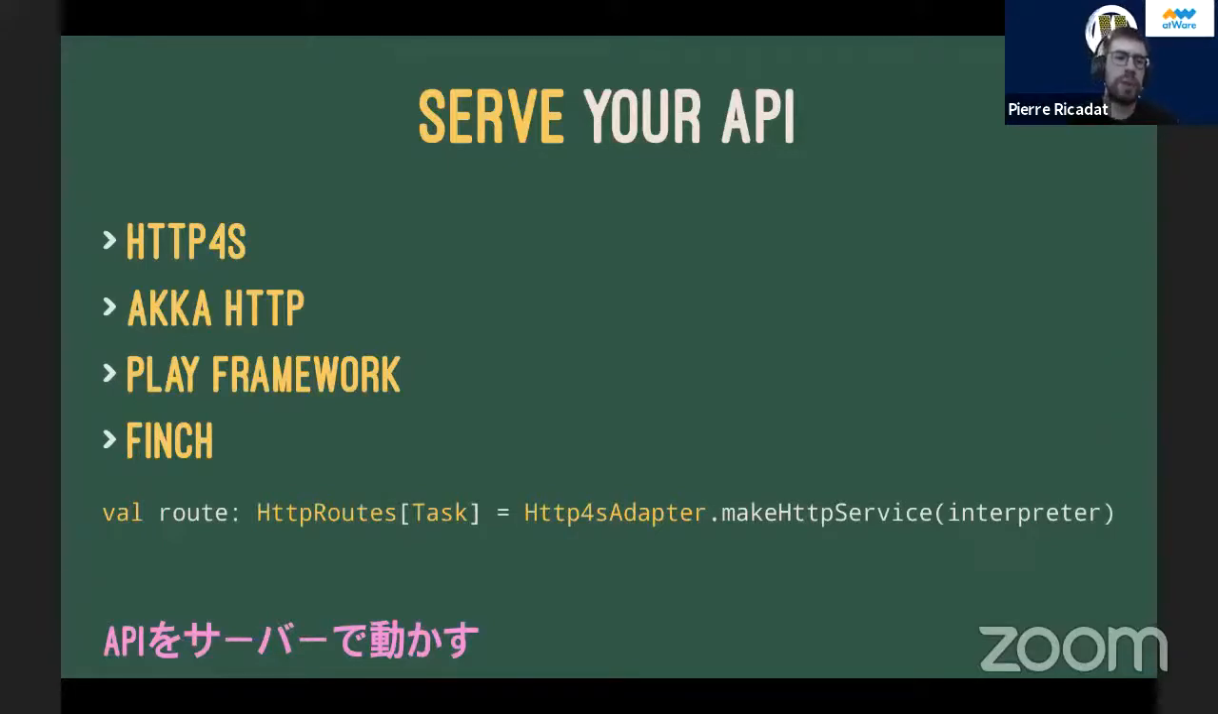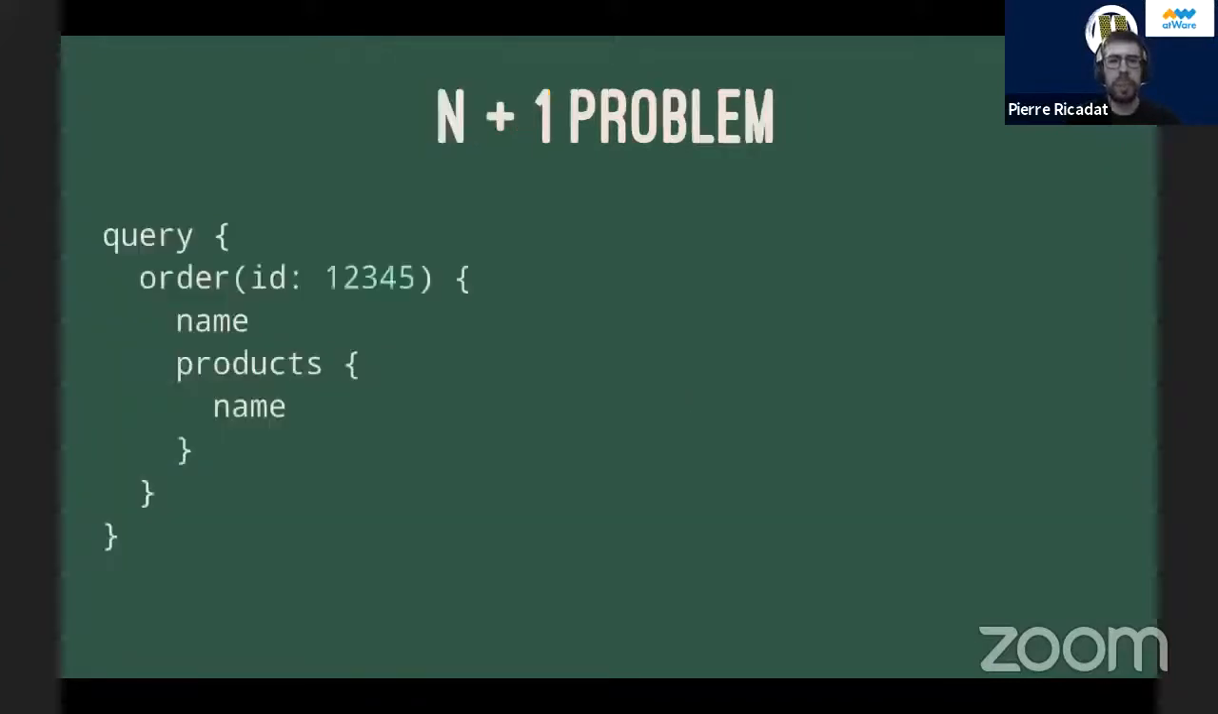It's the same thing for Akka HTTP, Play, Finch. You just transform the interpreter into an HTTP endpoint, basically. And this function, makeHttpService, takes care of exposing the endpoint in the proper GraphQL format. Okay, so this is really, really simple.